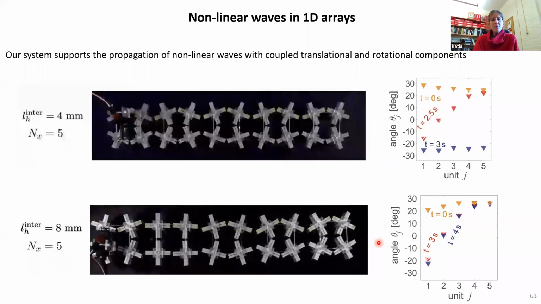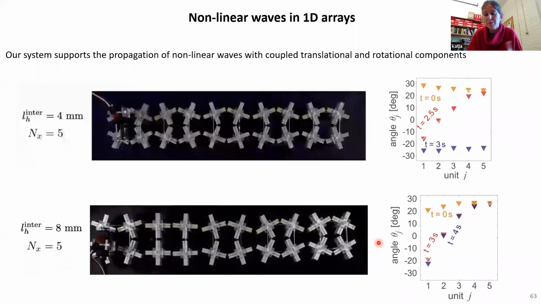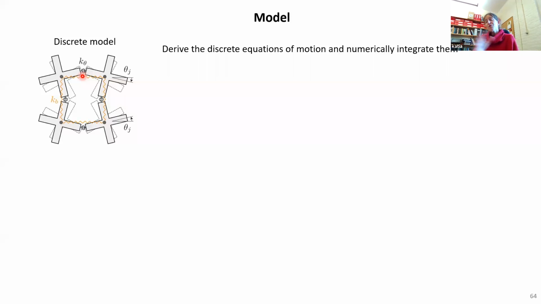All right. So now the question is, how can we better understand the nonlinear dynamics of this simple system? For this, we start with a simple discrete model. The crosses are rigid bodies, and we have linear springs to model the rubber band and torsional springs to model the rotational hinges. As a first step, we can write down the discrete equations of motion. We can also numerically integrate them to obtain a numerical solution.